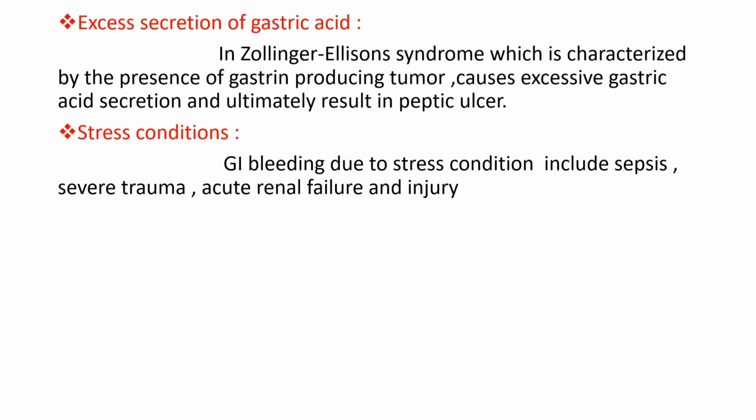Excessive secretion of gastric acid in Zollinger-Ellison syndrome, which is characterized by the presence of a gastrin-producing tumor, causes excessive gastric acid secretion and ultimately results in peptic ulcers. Stressful conditions may increase GI bleeding. Some of the stressful conditions include sepsis, severe trauma, acute renal failure, and injury.